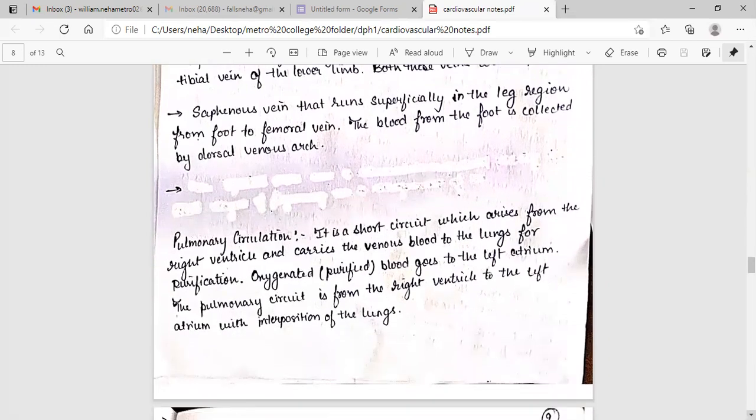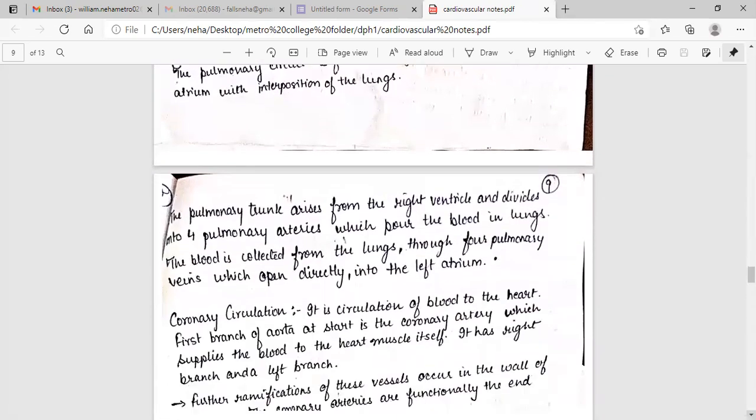Pulmonary circulation. It is a short circuit which arises from the right ventricle and carries the venous blood to the lung for purification. Oxygenated purified blood goes to the left atrium. The pulmonary circuit is from the right ventricle to the left atrium with interposition of the lung.